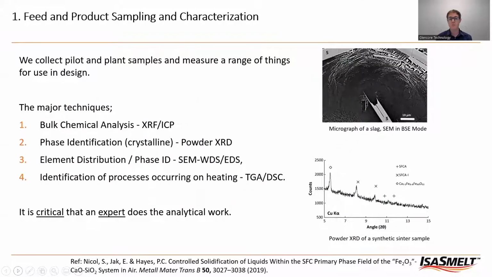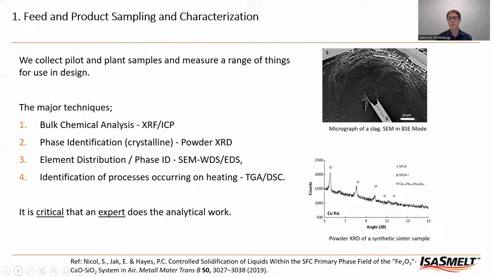The first one up is our feed and product sampling and characterization. We collect pilot plant samples and feed samples, and we measure a range of things using design. This is really important as the phase and the chemistry have a huge impact on the smelting design, what you need, and how to run it successfully. There are a few chemical techniques and analytical processes we use to characterize all these things.